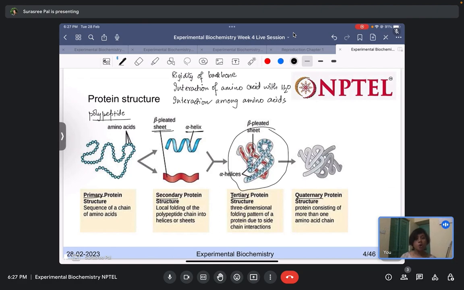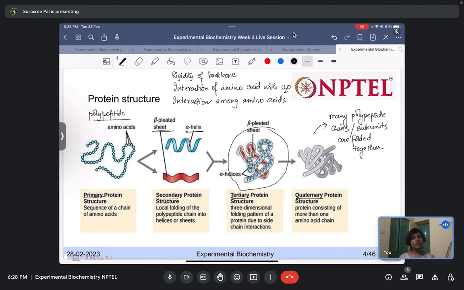And lastly, there is a quaternary structure also, where many polypeptide chains are joined together or are folded together. So this is a structure where many polypeptide chains or subunits, these are also called subunits of a protein, are folded together. So that gives the quaternary structure of the protein. And not all proteins will have multiple polypeptide chains, but the proteins which have those multiple polypeptide chains or subunits, they are folded together in this quaternary form.